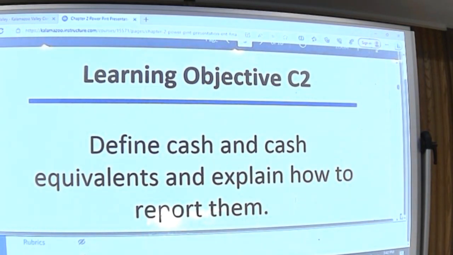There's your learning objective. We want to know what cash is, as well as a cash equivalent, and how we're going to report those items in our accounting records.